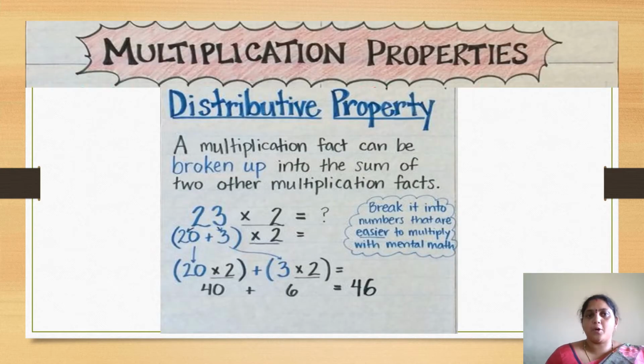Now we will see properties of multiplication. In properties of multiplication we have 4 kinds of properties. In that we will be seeing distributive property. What is meant by distributive? Distributive is nothing but where we are expanding the numbers and then doing the multiplication. A multiplication fact can be broken up into the sum of two other multiplication facts.